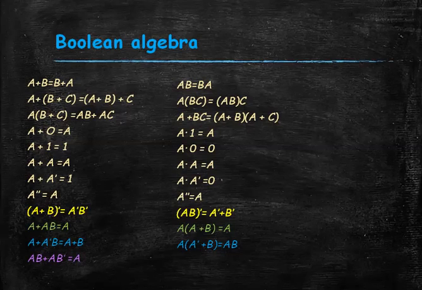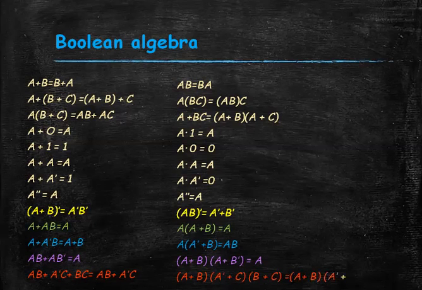AB or AB bar equal to A, its dual A or B and A or B bar is equal to A. The last one, AB or A bar C or BC equal to AB or A bar C, its dual A or B and A bar or C and B or C equal to A or B and A bar or C. It is the redundancy law.